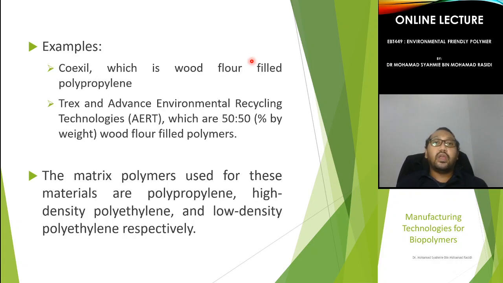Examples include Calcite, which is wood flour filled polypropylene, Trex, and Advanced Environmental Recycling Technologies, which are 50-50% ratio by weight wood flour filled polymers. The matrix polymers used for these materials are polypropylene, high density polyethylene, and low density polyethylene respectively.